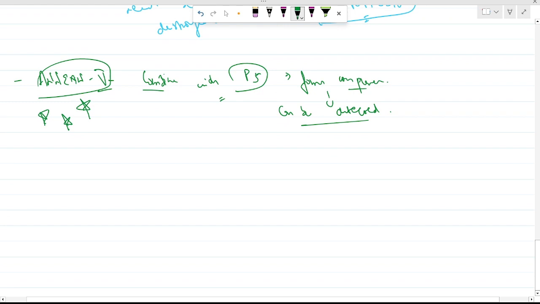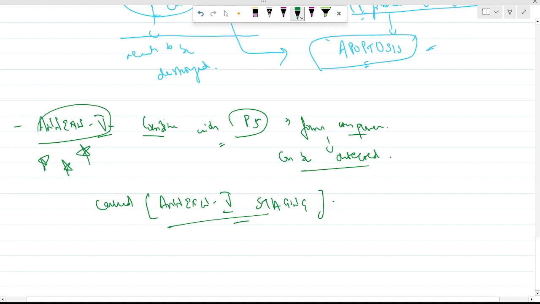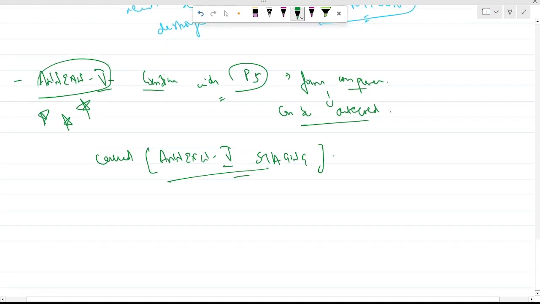This is called annexin 5 staining. Very important in diagnosis. This annexin 5 staining is important. It combines with phosphatidylserine, and the complexes can be detected.